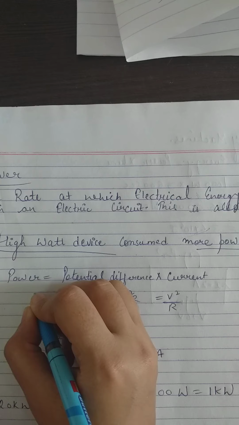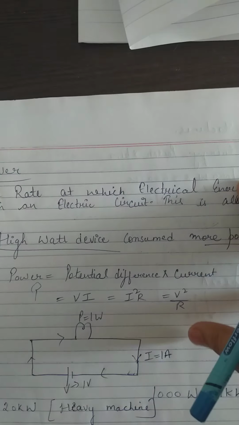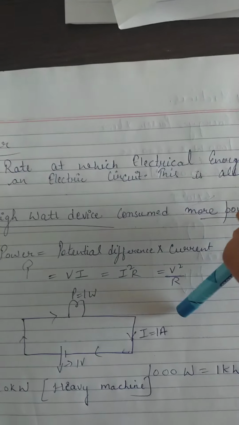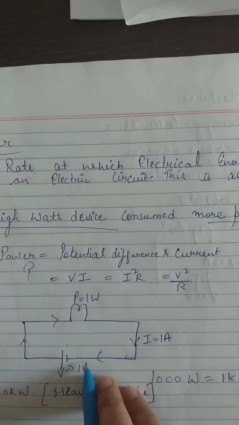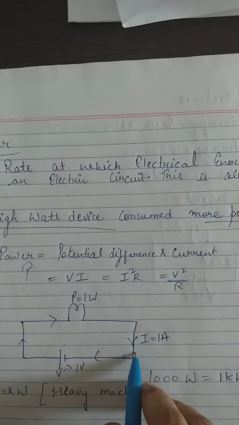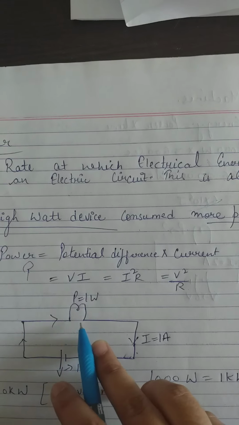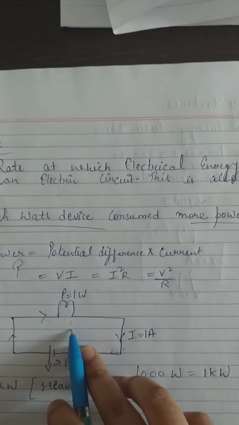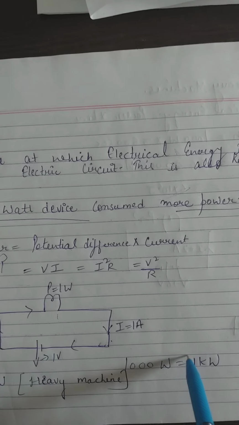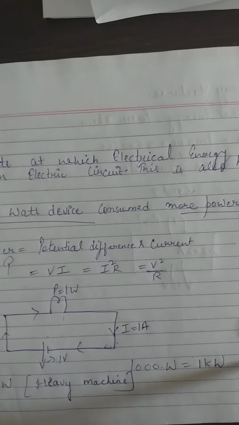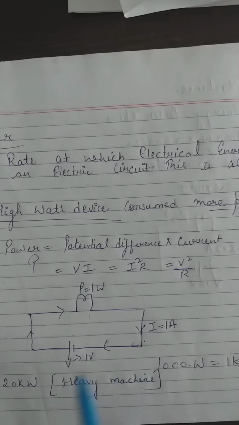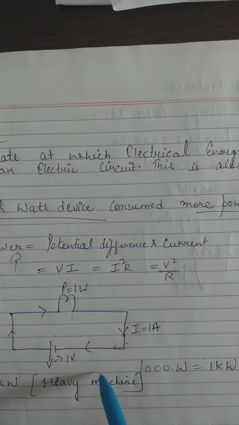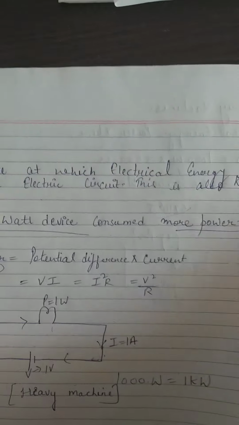The representation of power is P. See this circuit. If there is a potential difference of 1 volt and the current flowing is 1 ampere, then the power of the bulb will be 1 watt. 1000 watt you can write as 1 kilowatt, and it is generally used for heavy machines, as heavy machines consume more power.